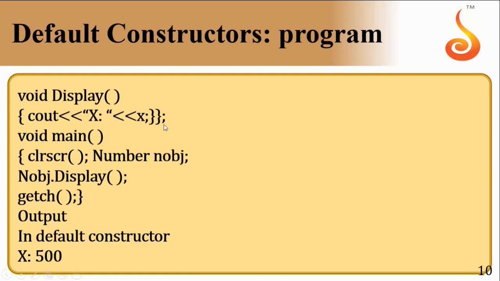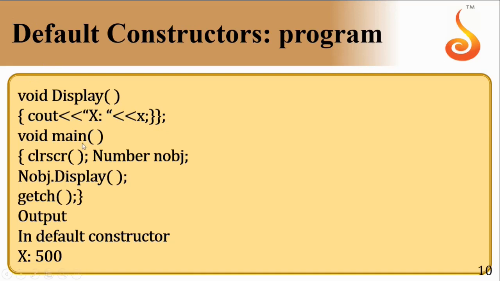Don't forget to put a semicolon when you're terminating a class. Display is declared and defined inside the class only. That is why the display function is here. And then I am closing the class here, the class Number.